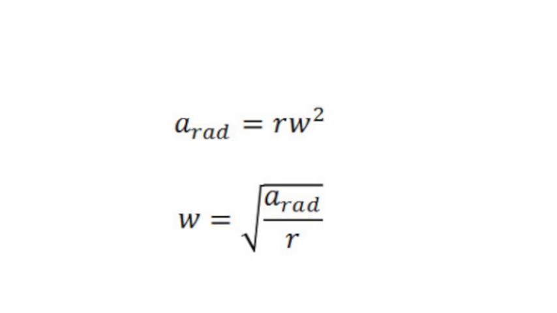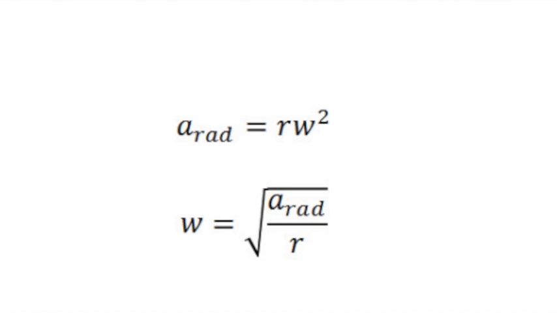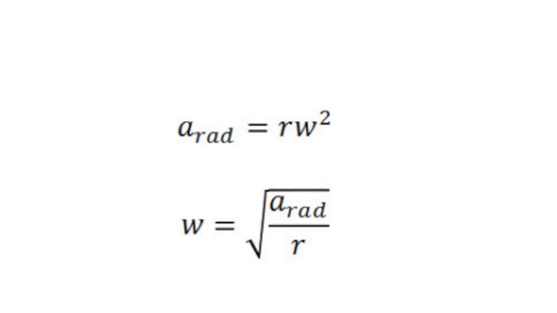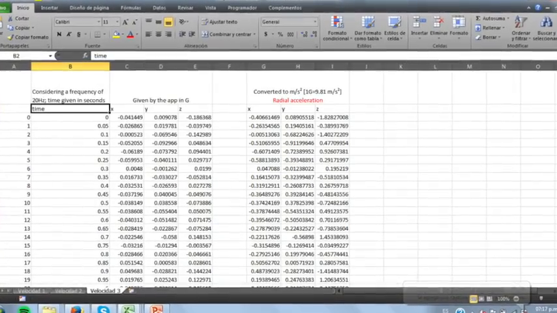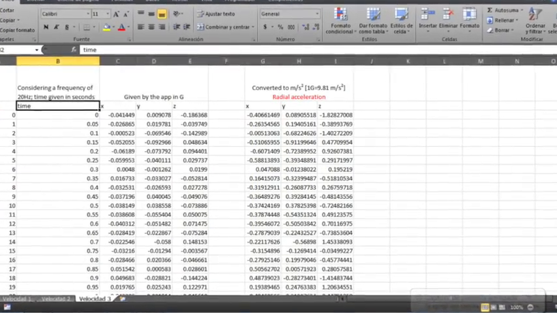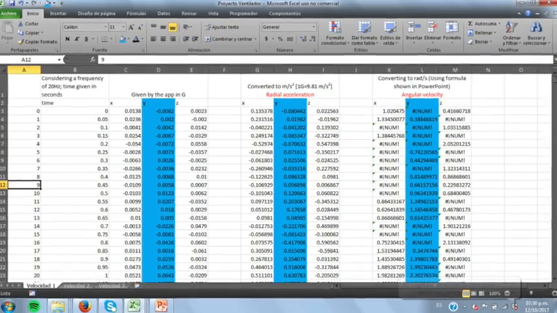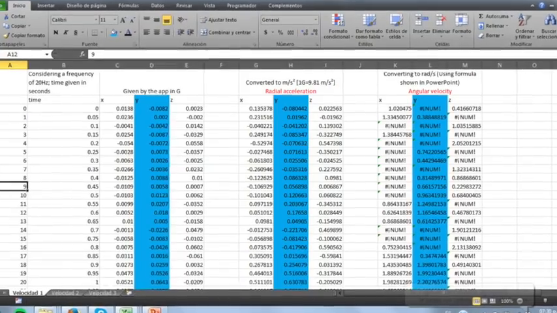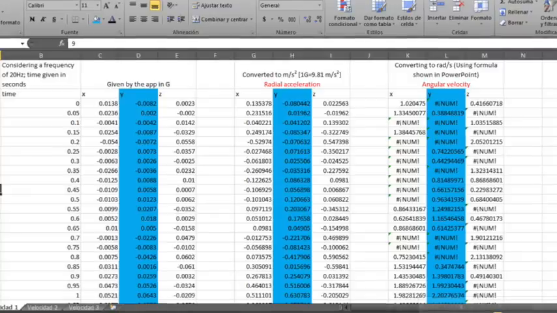5. We found the angular velocity at a determined point using the formula radial acceleration equals radius times the square of the angular velocity. Therefore, we calculated the square root of the radial acceleration over the radius. Then we calculated the average angular acceleration by dividing the change of speed over a change of time. Then, in order to create our graphs, we selected the table containing the values of time and the values of angular velocity and angular acceleration respectively.